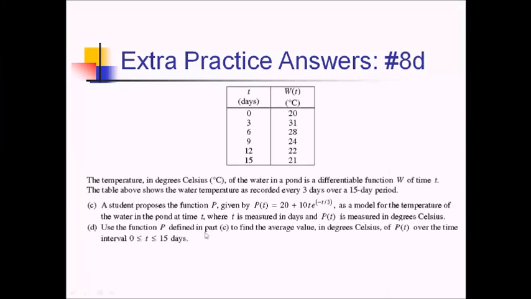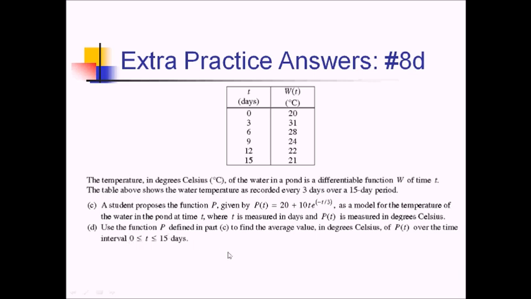For this next part, this depended on information from a previous part, so I included the relevant part from part C here. A student proposes a function p as 20 plus all this stuff as a model for the temperature of the water at time t. And we want to use that function p to find the average value of p of t over the interval from 0 to 15.